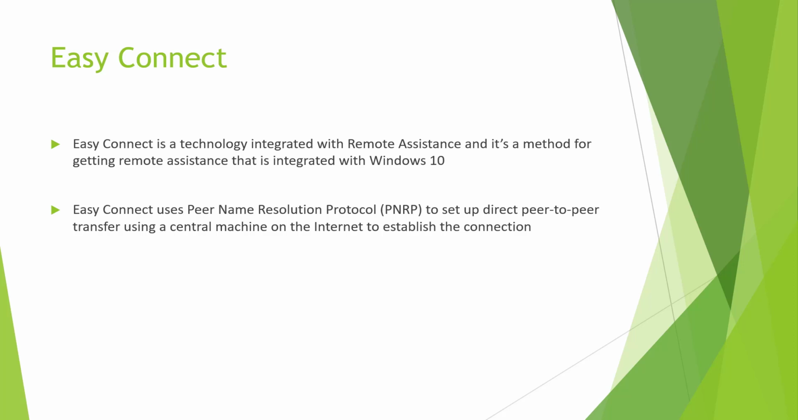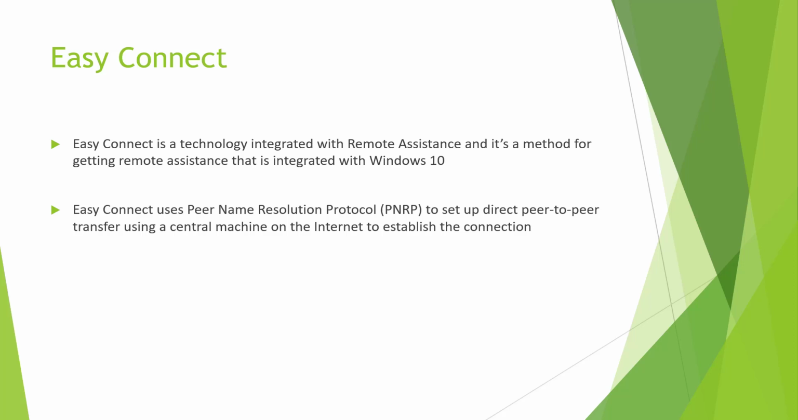The important part here is Easy Connect will use the PNRP, Peer Name Resolution Protocol, and this will set up a direct peer-to-peer connection, transferring using a central machine on the internet to establish that connection. So even if the Remote Assistant is not directly on the internet, we can actually jump from one machine to another as long as one machine on that network has internet and has the appropriate protocols set up.